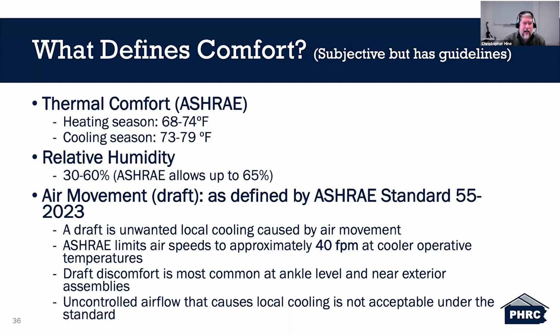However, there are guidelines, and ASHRAE does define those thermal comfort guidelines: in the heating season between 68 and 74, in the cooling season 73 to 79. Looking at relative humidity, 30% to 60% is kind of that realm of acceptable relative humidity. However, ASHRAE does jump that up to 65.